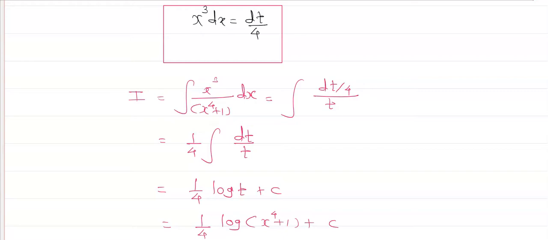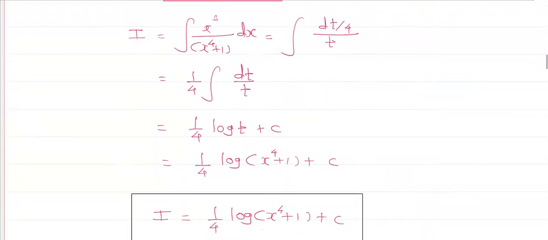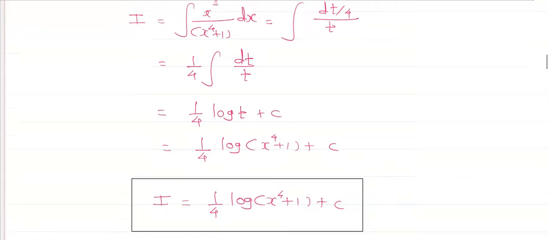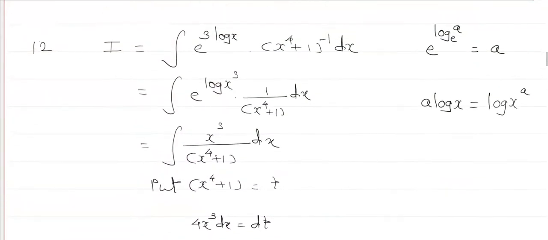I is equals to integral x cube upon x raised to 4 plus 1 into dx is equals to x cube into dx ची व्हॅल्यू किती आली? dt upon 4, आणि हा किती आला? t आला. 1 upon 4 integral dt upon t. dt upon t चे इंटिग्रल किती? log of t plus c. Again, what is the value of the t? x raised to 4 plus 1 plus c. Therefore, I is equals to 1 by 4 log of x raised to 4 plus 1 plus c. पुन्हा बघू शकताय तुम्ही.